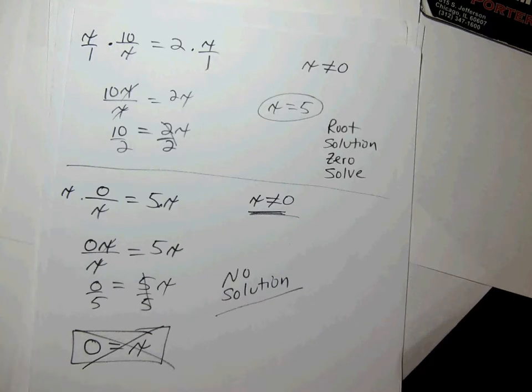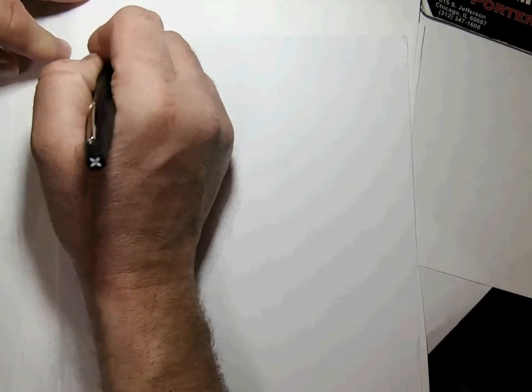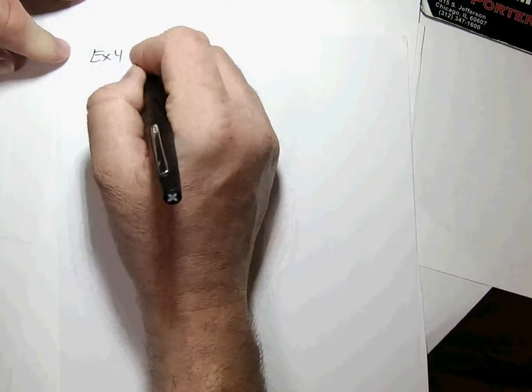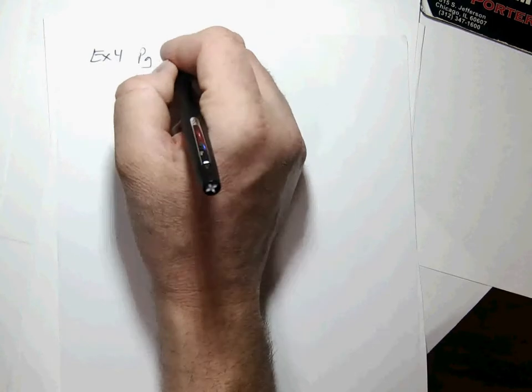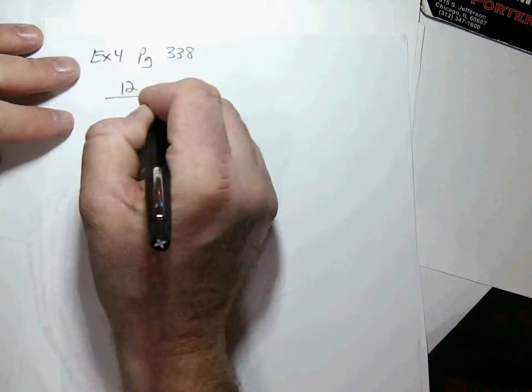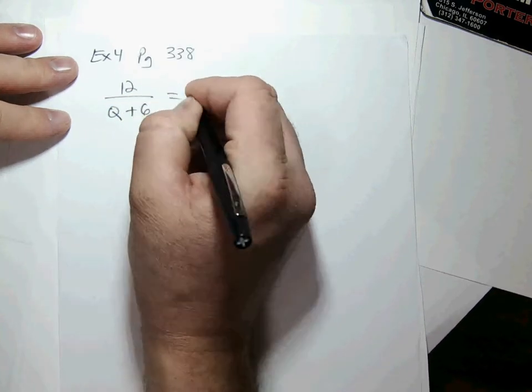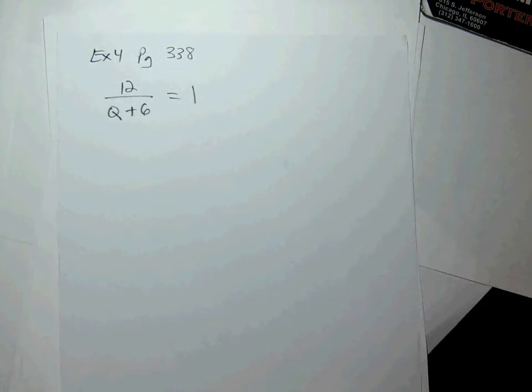Let's look at example 4. It also has a denominator involving a variable. Now we're switching to the letter Q. Example 4 on page 338. So we've got 12 divided by Q plus 6 equals 1. Okay, now I need to figure out is there any value of q that might give me a 0 in my denominator?